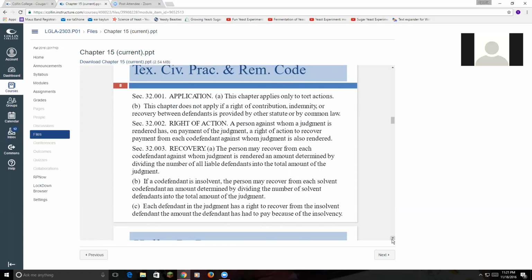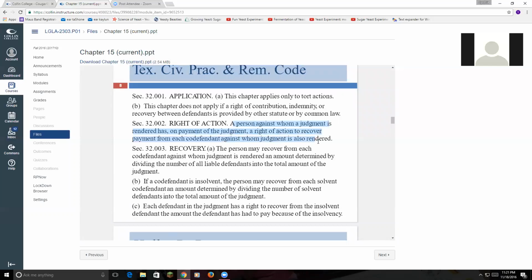Then we've already covered this concept, but let me just briefly touch on this. A person against whom a judgment is rendered has, on payment of the judgment, a right of action to recover payment from each co-defendant against whom judgment is also rendered.